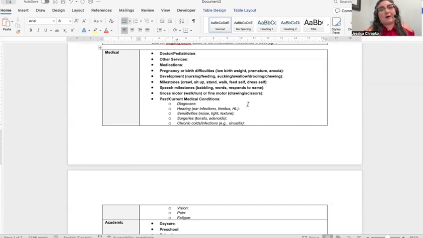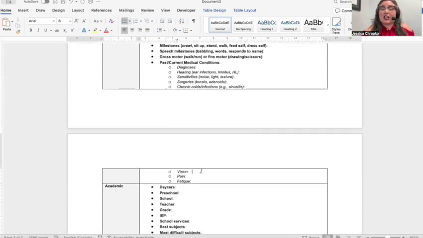Do they have any documented medical diagnoses? Do they have a history of recurrent ear infections? Do they have any sensitivities to noise, light, or texture? Have they had any surgeries? Have they had any chronic colds or infections? And are there any difficulties with vision, pain, or fatigue?